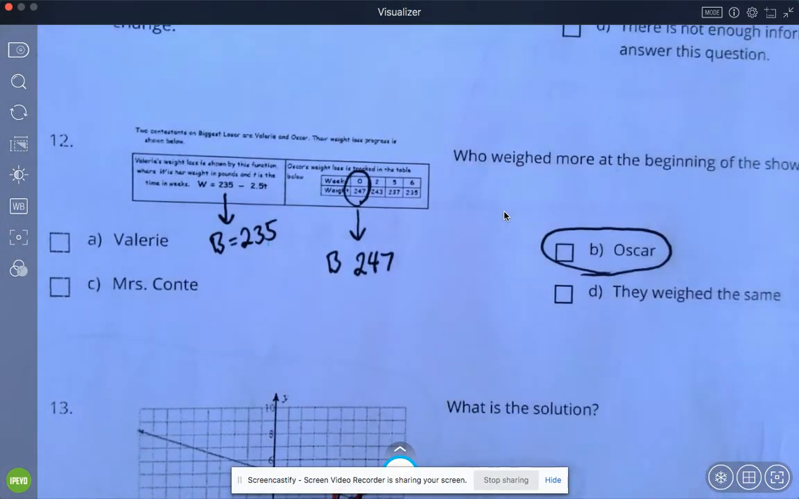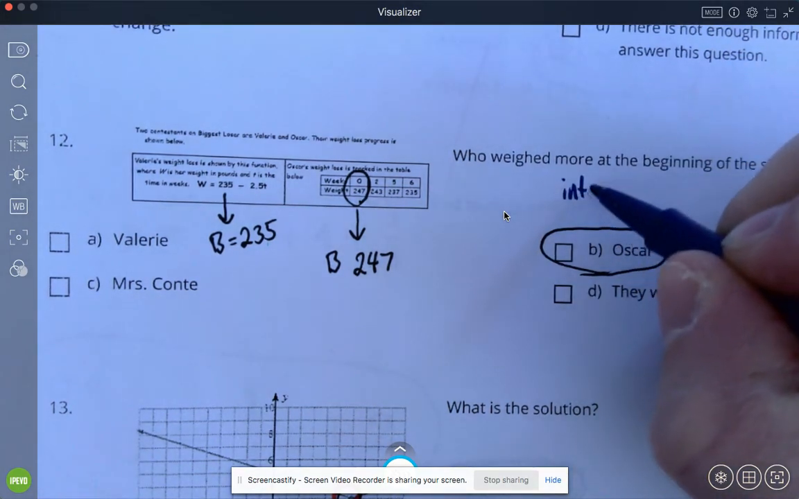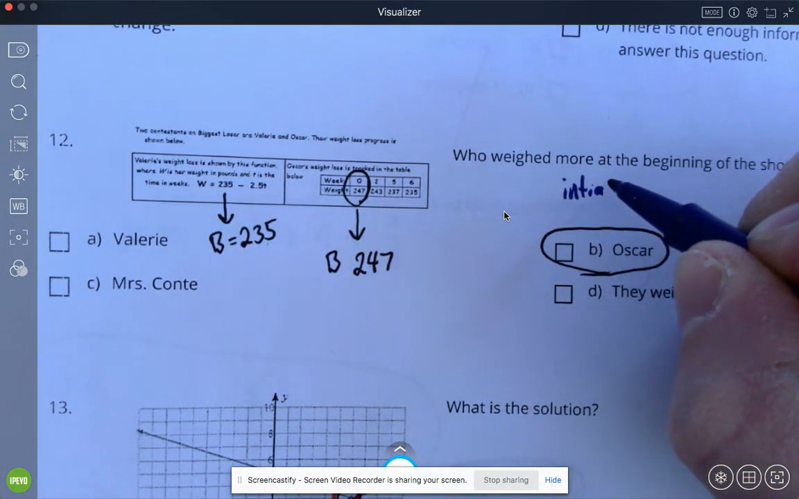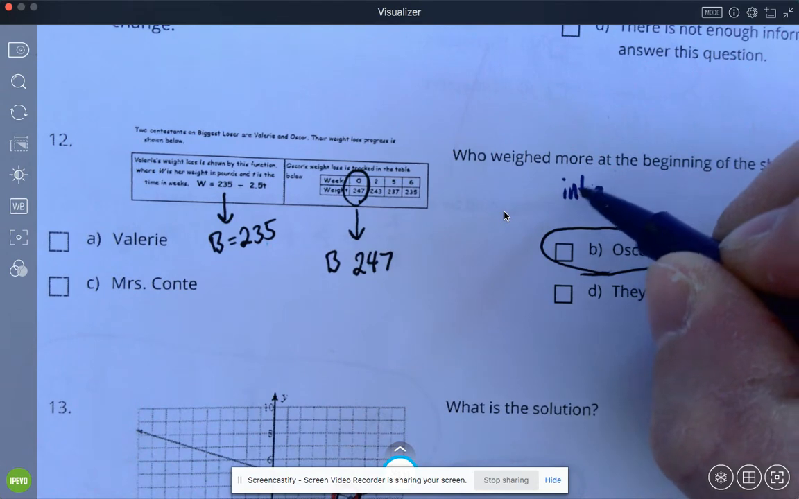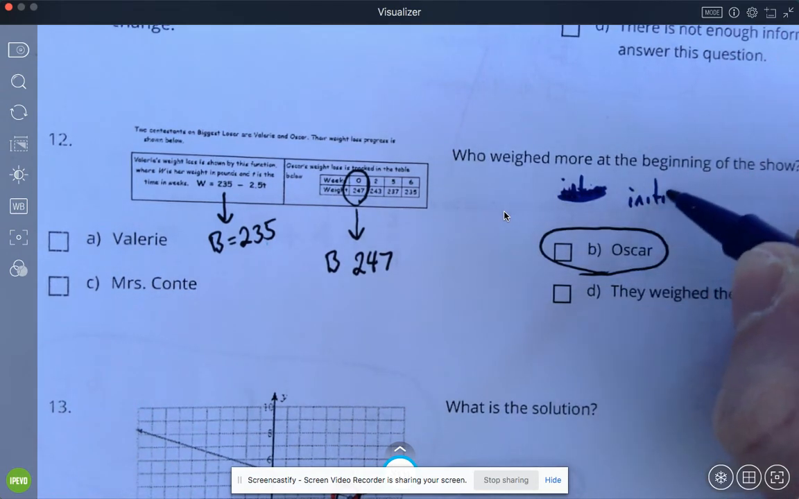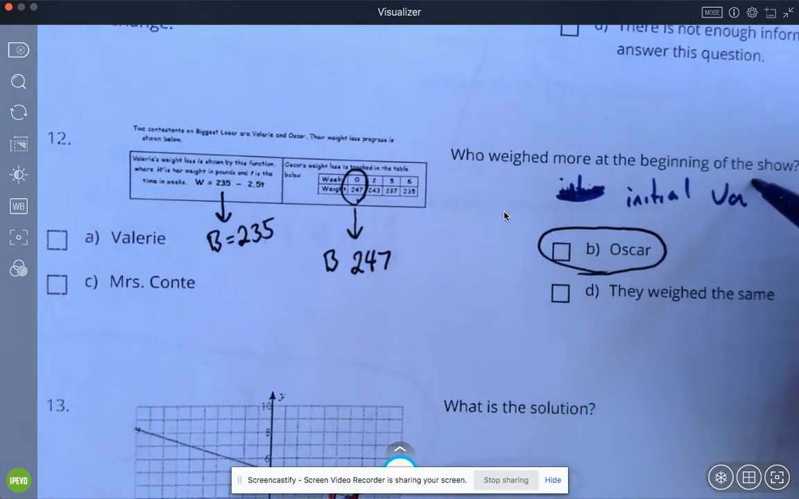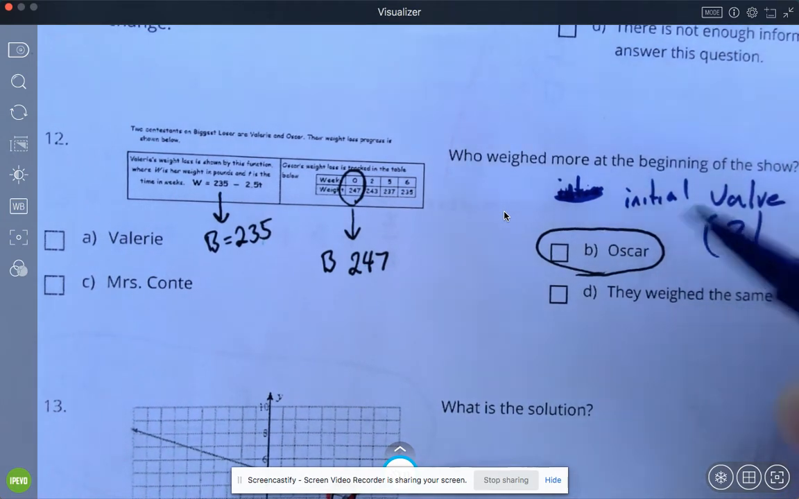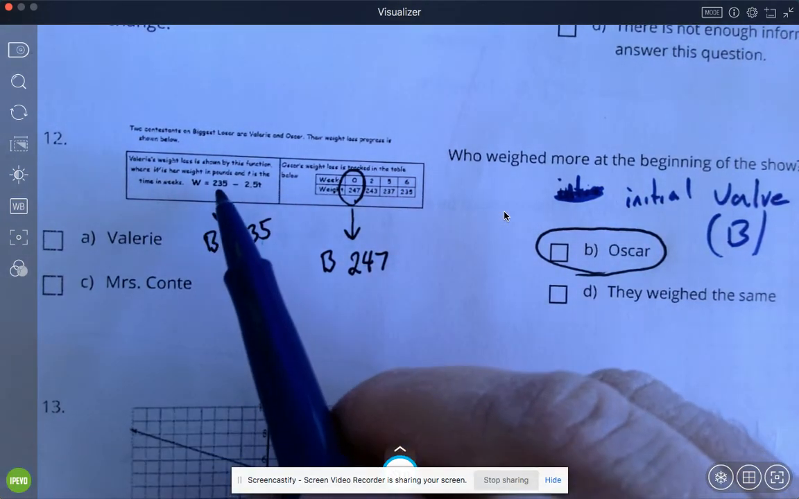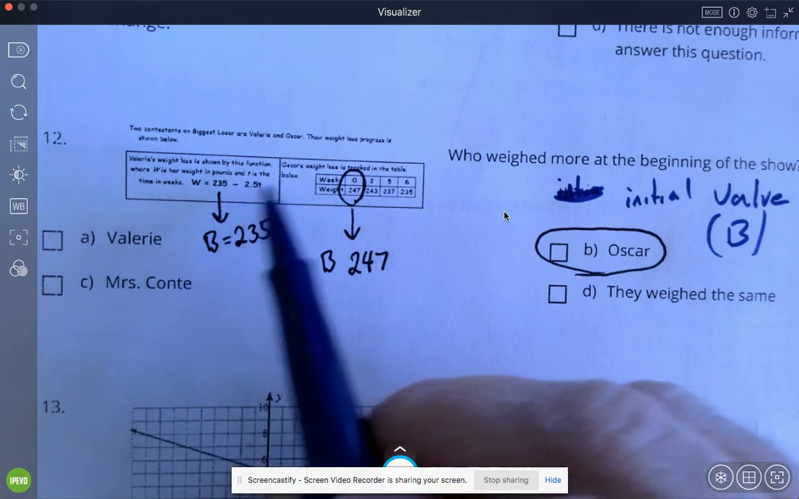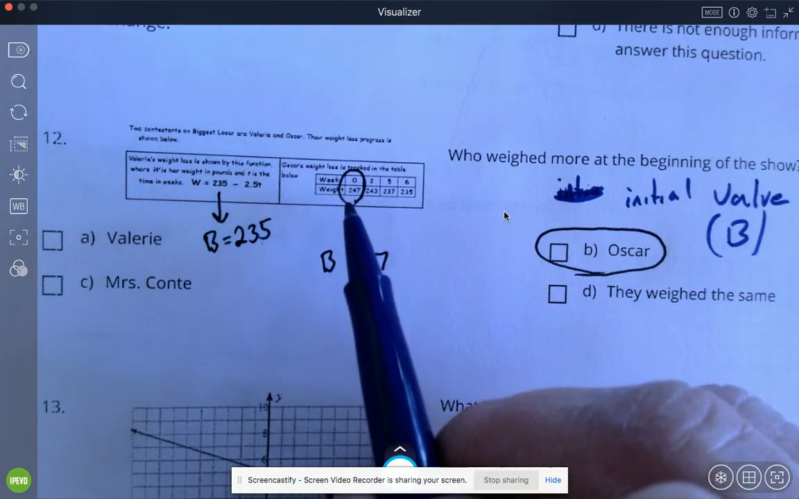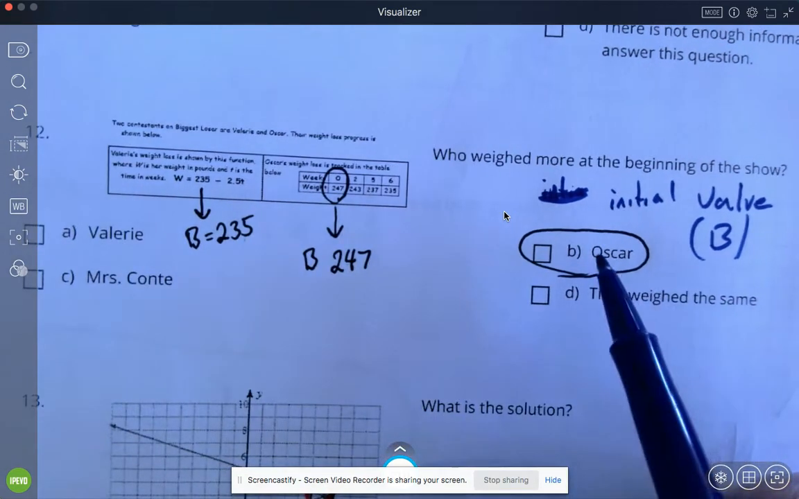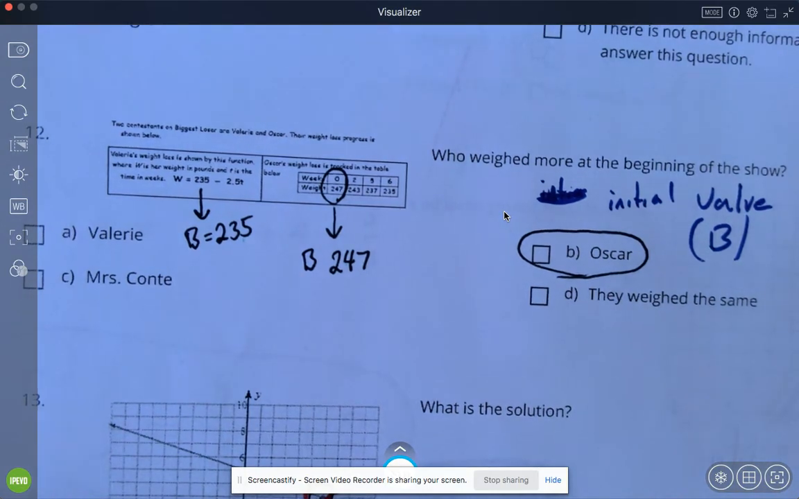How about the starting point? On the test, we're going to call it a lot of times the initial value. So that's your b value. So here you can see Valerie started at 235, whereas Oscar started at 247. So Oscar had a higher starting point.